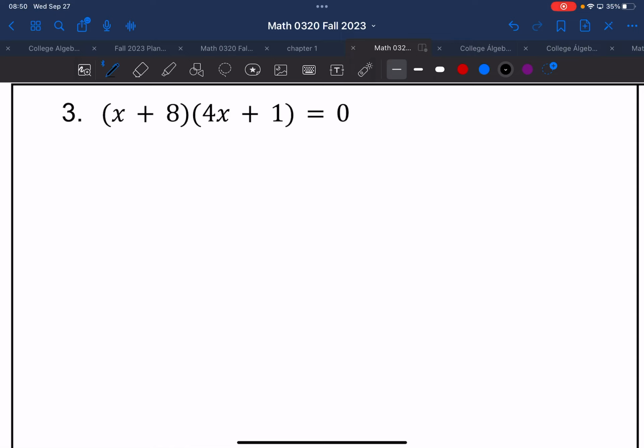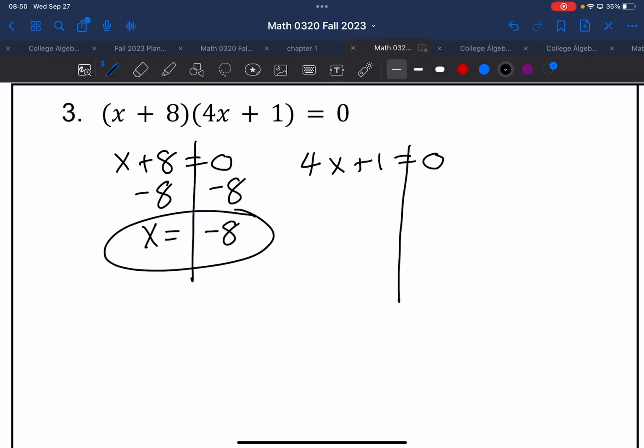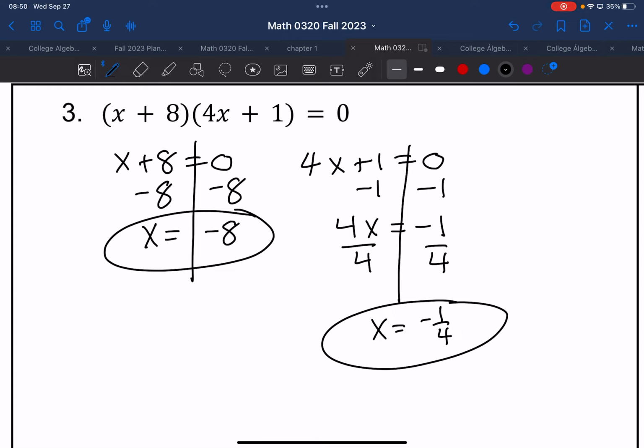Okay, so you should have set x plus 8 equal to 0 and 4x plus 1 equal to 0. Solving the first one, we would subtract 8 from both sides, and we get x is equal to negative 8. And for the second one, we have 2 things that we need to do to get x by itself. So first, we would subtract 1, and we would get 4x equals negative 1. Then divide by 4, so we get x is equal to negative 1/4. Now I'm going to go ahead and just leave my answers as fractions.